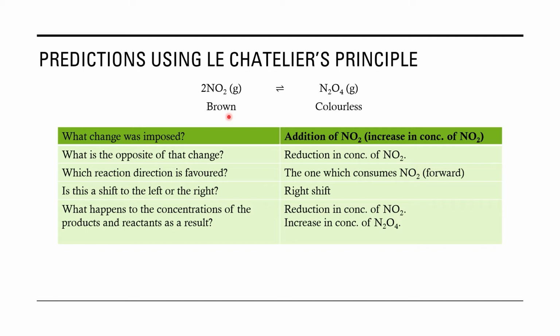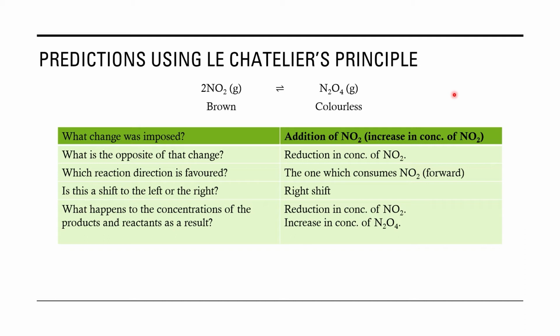So if we start running through the questions, the opposite of that change that I have imposed on the system is to reduce the concentration of NO2 in response. The next question then becomes, what direction would be favored? That's going to be the one that reduces the concentration of NO2, the one that consumes NO2. So that's the forward process, and that is a right shift. We're shifting in the right direction.